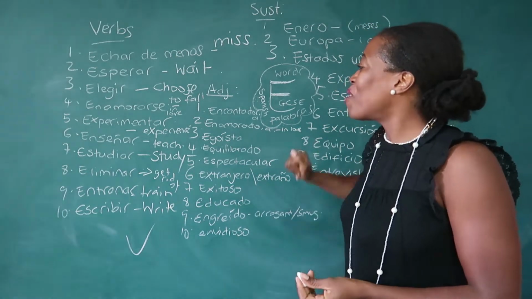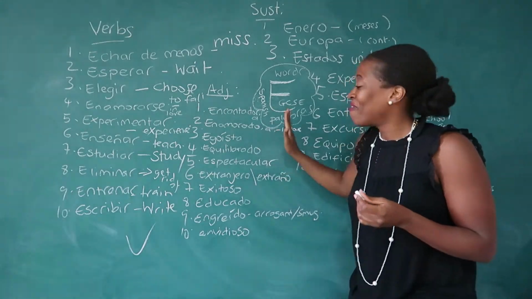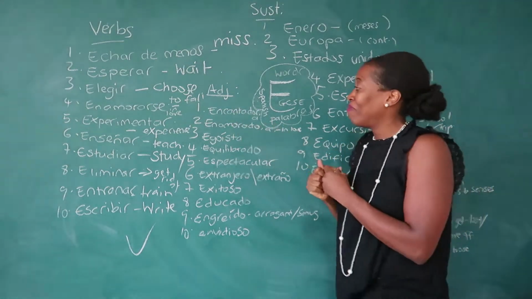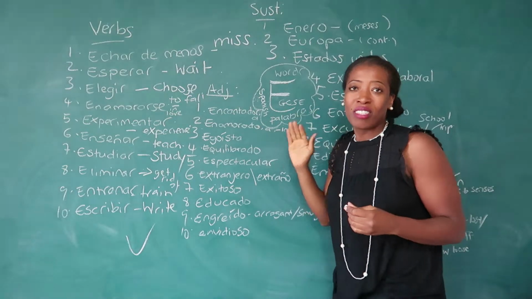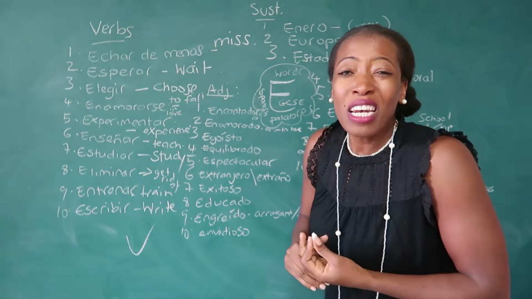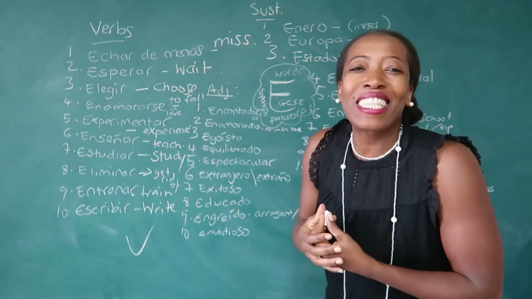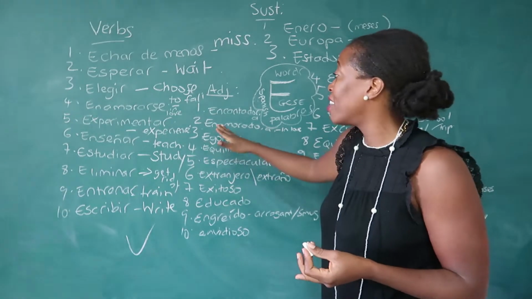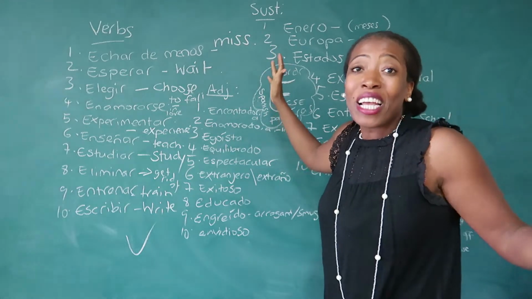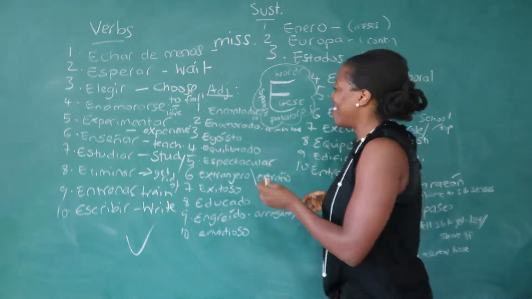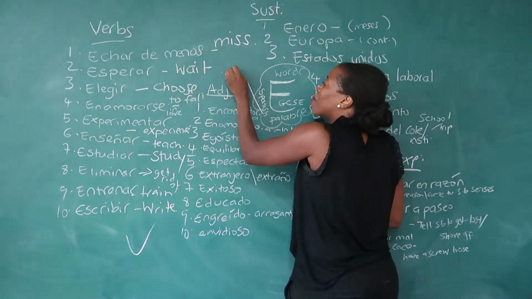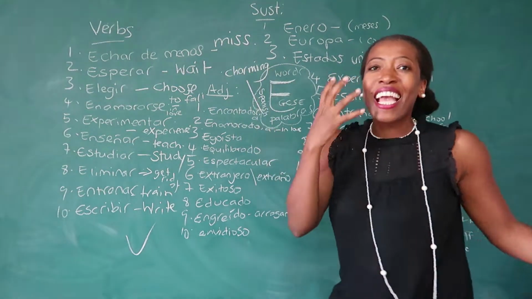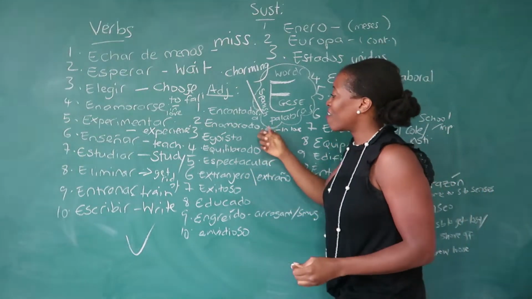Okay? Let's move on to the adjectives over here. First adjective I have for you is encantador. Es una persona encantadora. So remember, you put A on the end if you're talking about a female. Encantador or encantadora, charming. We love that. He's such a charming man. Es un hombre encantador.